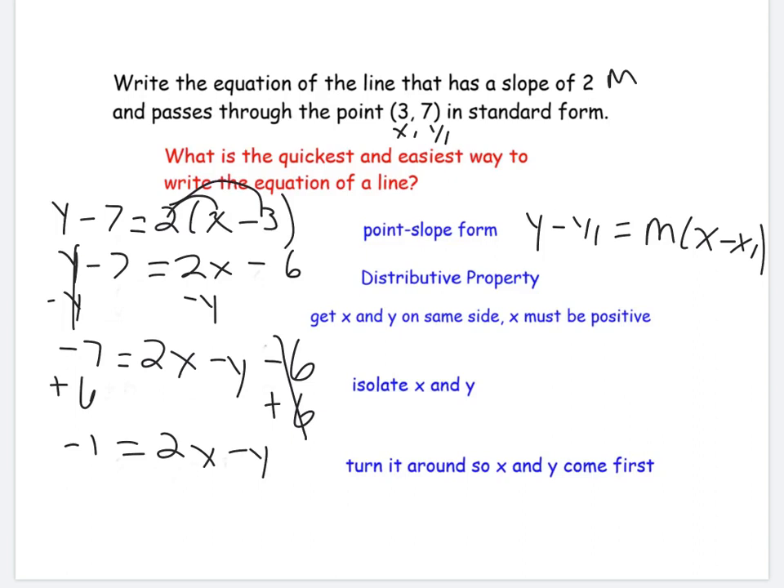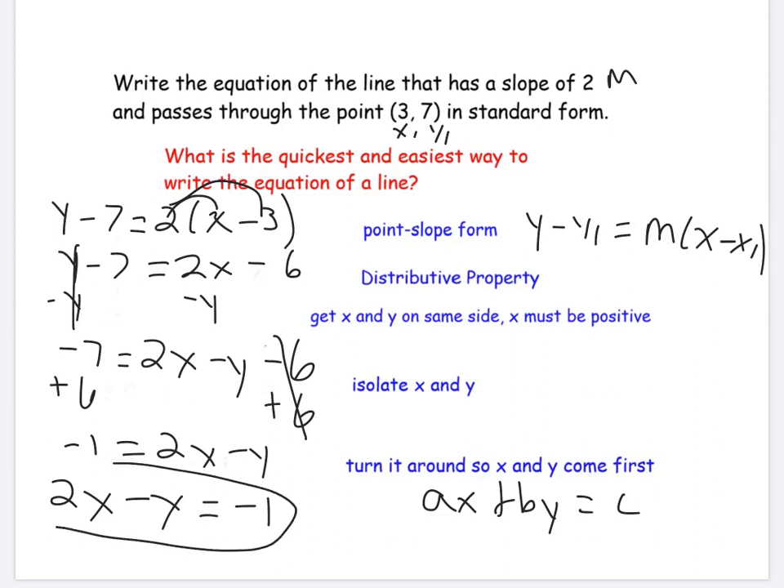Remember, standard form is ax plus by equals c. So I want to turn it around a little bit so it matches this. So the x comes first, so in our case it's 2x plus by, so minus y is equal to negative 1. So this would be my equation written in standard form.